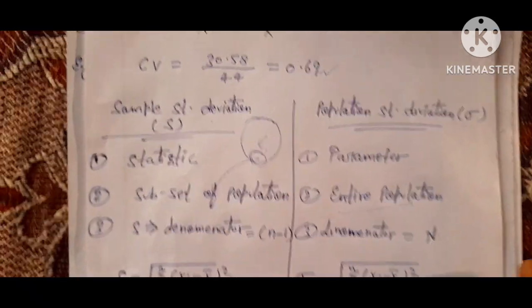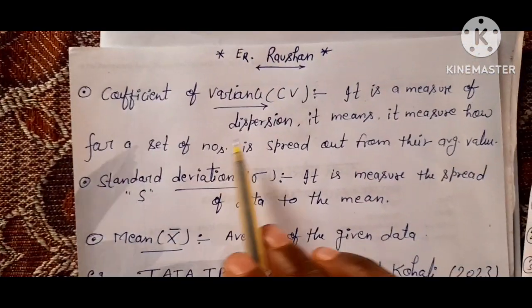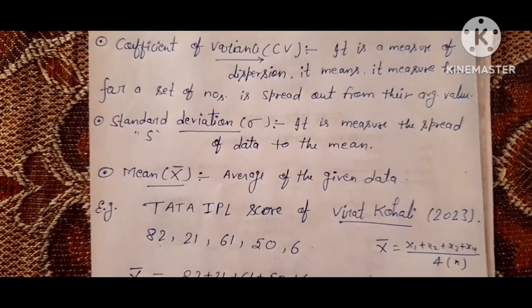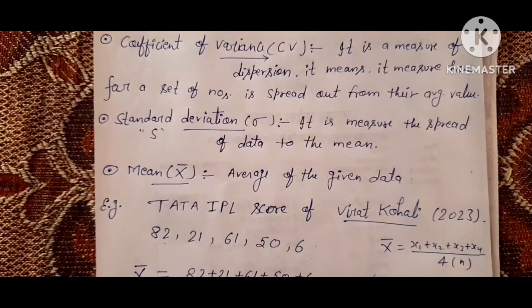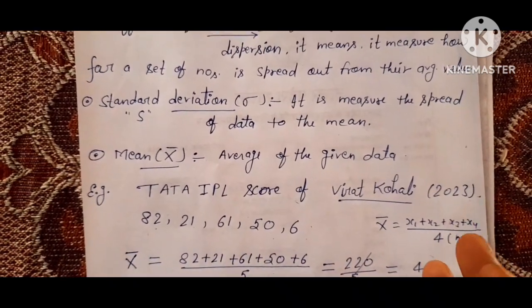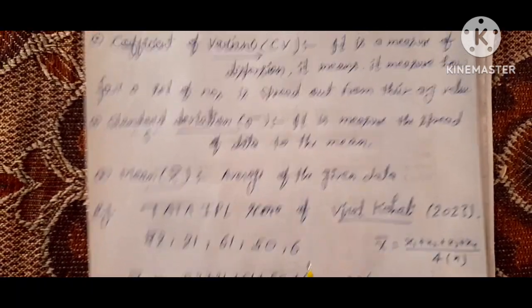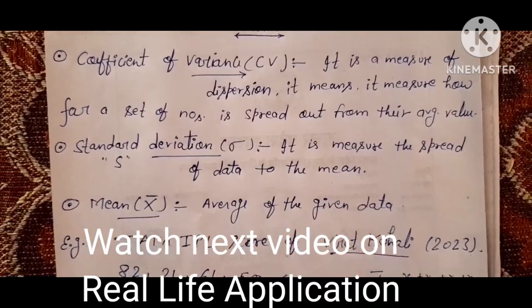So this is a little explanation of how you can calculate mean, standard deviation as well as coefficient of variance. Okay, so after this video we will calculate real practical values, comparing Virat Kohli and Rohit Sharma scores, and we will also calculate for a manufacturing industry in the next video. Thank you.